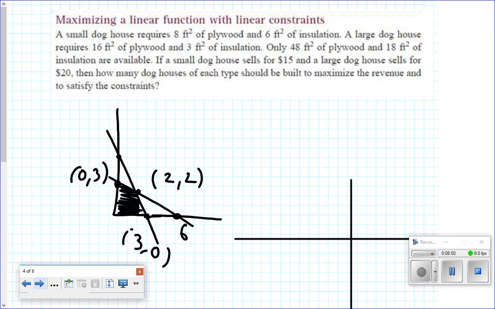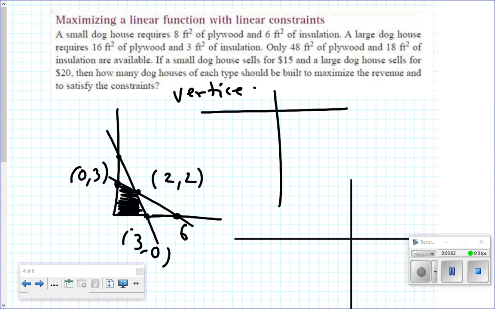So now that we have the vertices of the feasible region, we're now ready to figure out which one of these maximizes the situation. So the final piece of this is making a table where I log in the vertices of the feasible region. There's 0, 3, 2, 2, 3, 0. And there's actually a 4th one right here on the origin. So there's 4, sometimes they're called corner points, but there's 4 vertices located on this feasible region. The next thing I'll do is I'm going to find the revenue for each of these vertices.